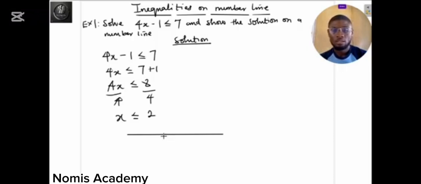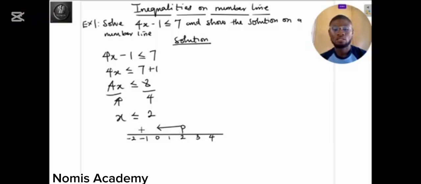On this number line, let me start from 0, 1, 2, 3, 4, and at this side we have minus 1, minus 2. If x is less than or equal to 2, that means we start from 2. Less than means it has to be numbers that are less than 2, so that is 1, 0, minus 1, minus 2. Therefore, the arrow faces this direction.